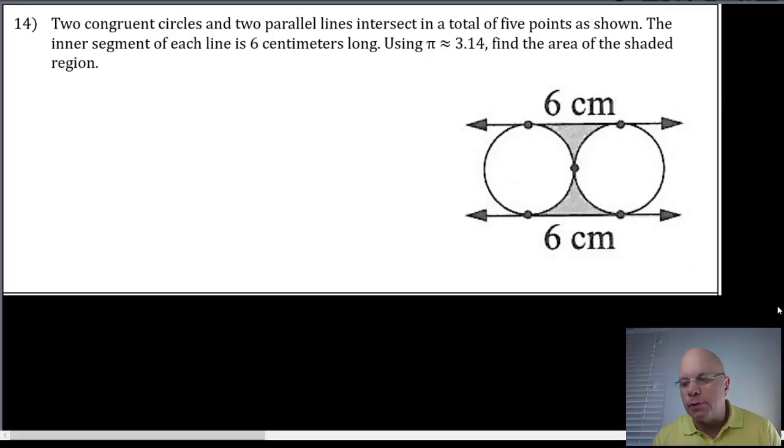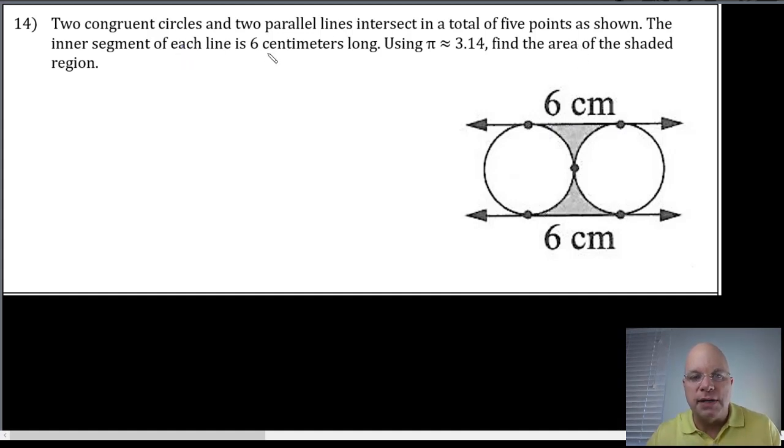The last page of your review includes three fairly challenging problems. So let's start with 14. It says two congruent circles and two parallel lines. So here are the two congruent circles, and here are the two parallel lines, intersect in a total of 5 points as shown. You can see the 5 intersection points of the circles and the parallel lines.